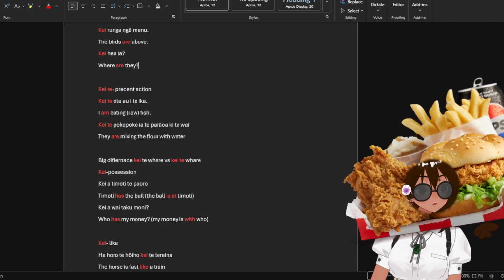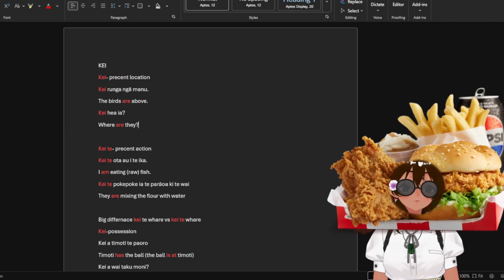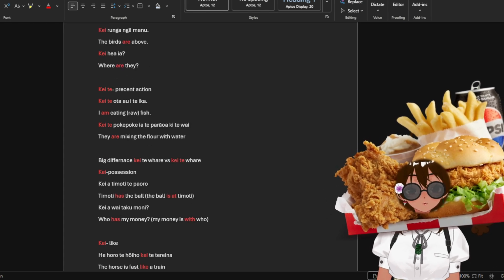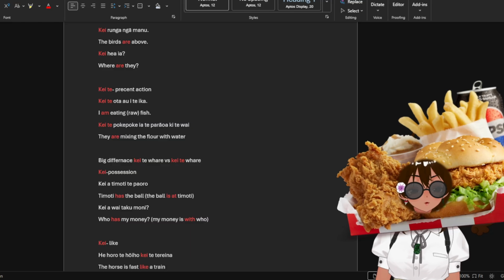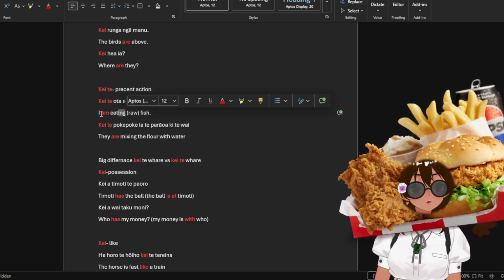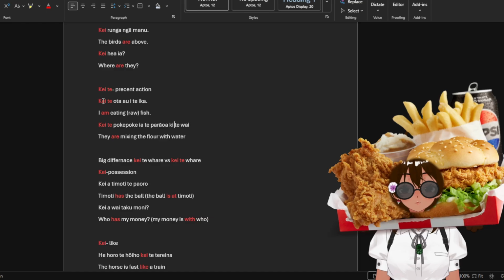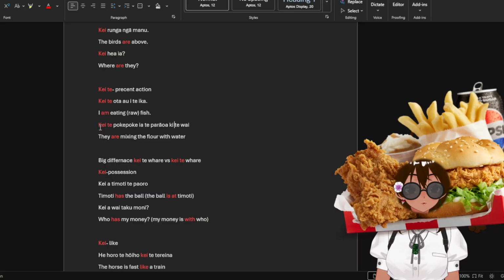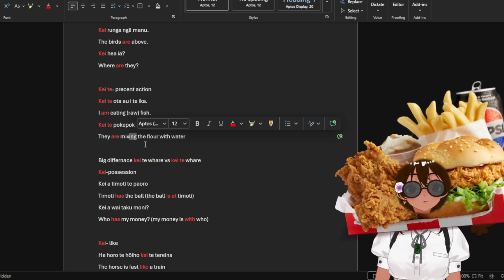But anyways, now we are moving from kei to kei te, which can be a little bit different because here we're talking about location, but now we're talking about an action in the present moment. So you can think of it as "ing", like both "am" and "ing", for verbs at least. So for our first example, kei te ota au te ika, I am eating raw the fish. And then here for another example, kei te poke poke ia i te paraoa ki te wai. They are mixing, I should have highlighted the "ing", because really that's more what it's like, the flow of the water.